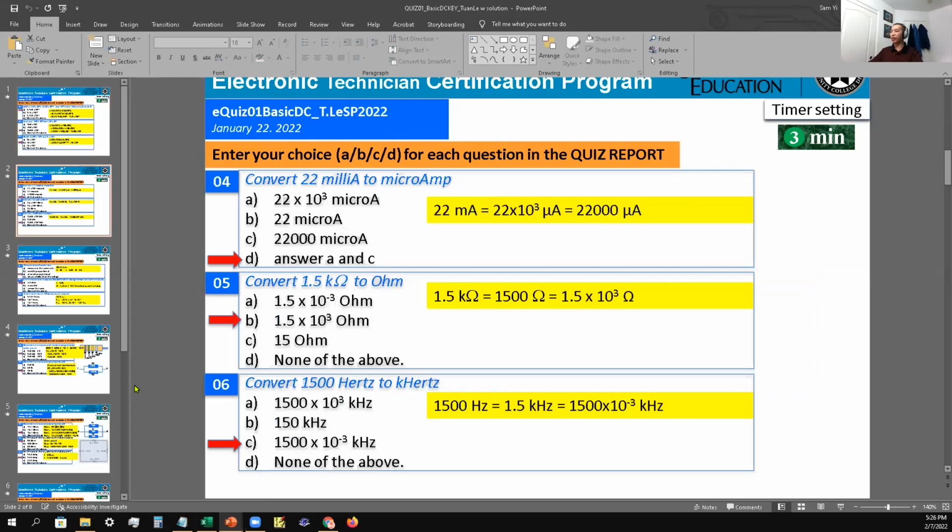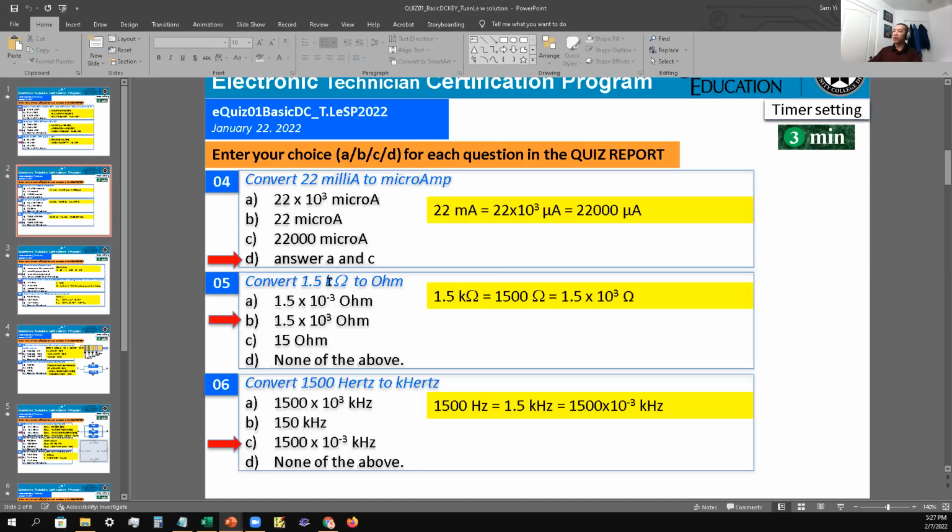Okay. So no questions. Number four is converting 22 milliamps to microamps. So 22 milliamps is the same thing as 22 times 10 to the third microamps, or 22,000 microamps. 10 to the three represents three zeros after the 22, so 1, 2, 3 microamps. The answer A is correct as well as C, so the overall correct answer would be D as in David for number four.